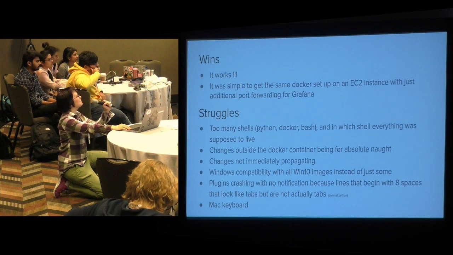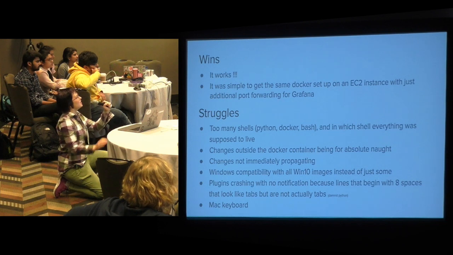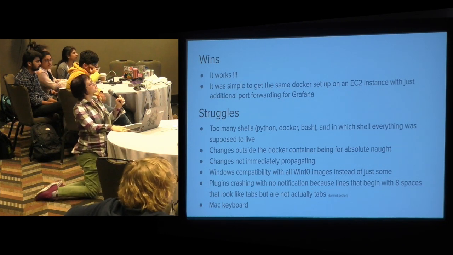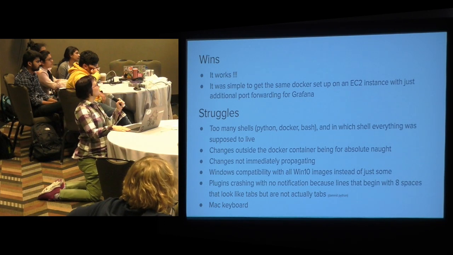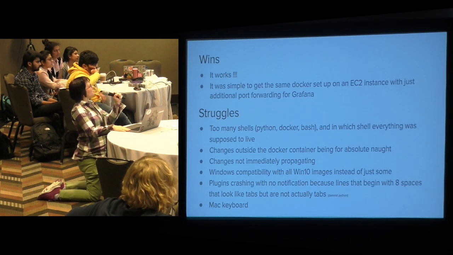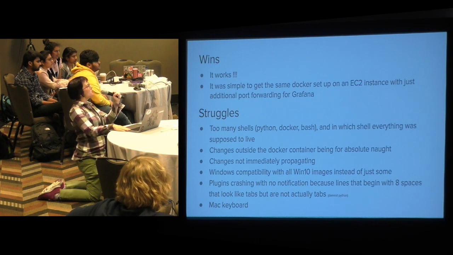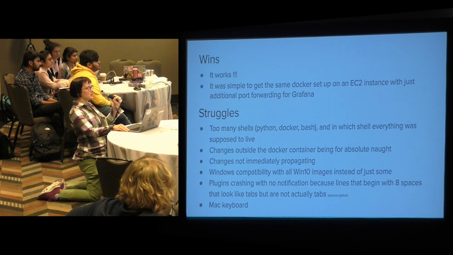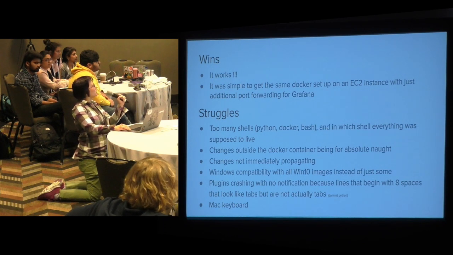It was simple to get the same Docker set up on an EC2 instance with just additional port forwarding for Grafana. The struggles: there were too many shells, Python, Docker, and Bash, and in which shell everything was supposed to live. Changes outside the Docker container were for absolute naught and wasted a little bit of our time trying. Changes not immediately propagating, having to wait for some of it. Windows compatibility was a problem. Plugins crashing with no notification because lines that begin with 8 spaces that look like tabs are not actually tabs. And general complaining about the Mac keyboard.